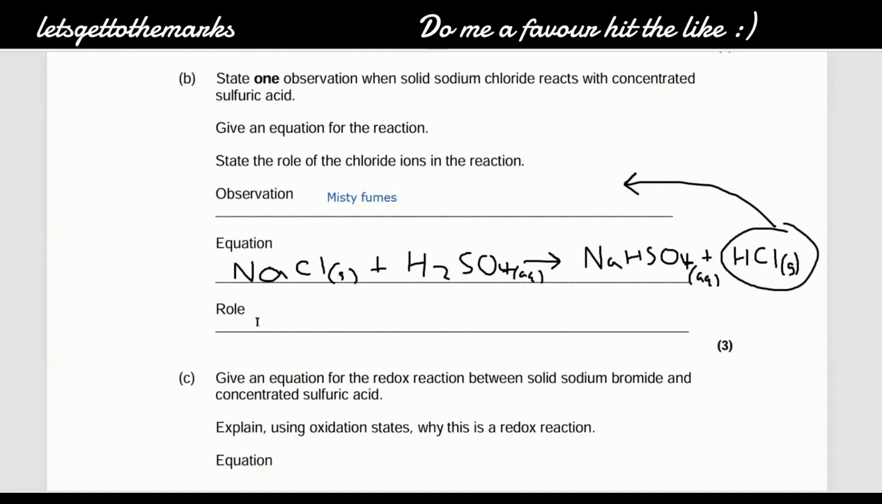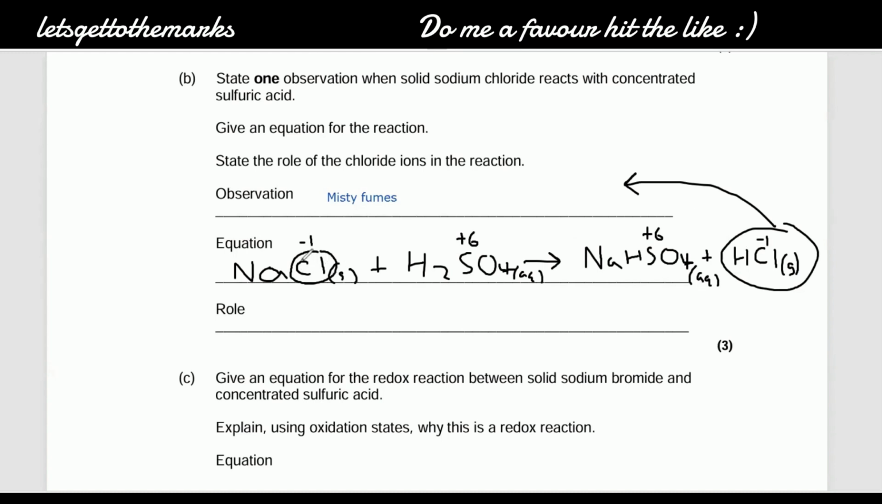Now, what's the role? This one's quite interesting, and this will catch some people out. What is the role of the chloride ions? Well, check them out. They're -1 charge there. Then when we come over here, they're -1 charge there. So I don't think there's been any redox. Let's check the sulfur. The sulfur is +6 here. Over here, sodium's +1, hydrogen's +1. Sulfur here is also +6. This is not a redox reaction. Nothing is changing its oxidation state.